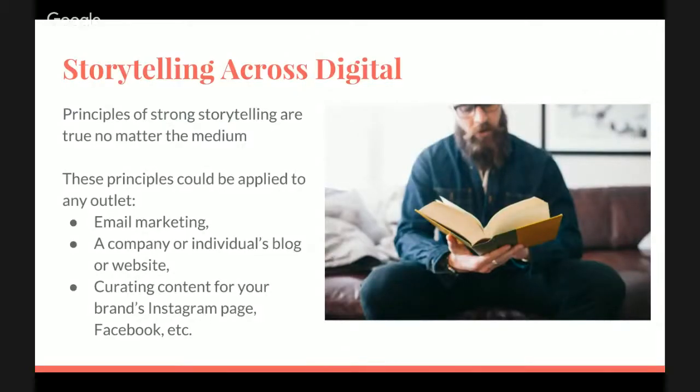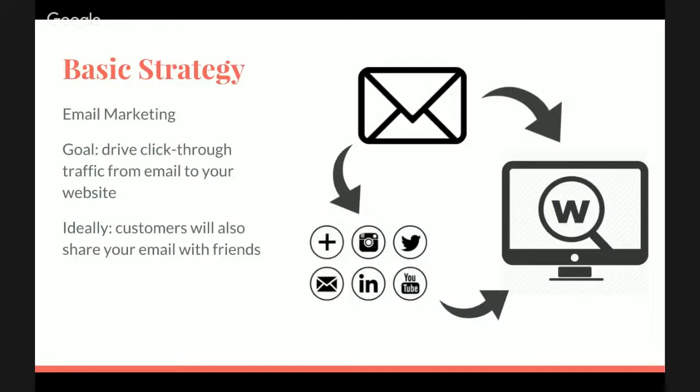So what I'll say about storytelling is that the principles of storytelling, like I was saying before, are true no matter what medium you're writing for. So the principles that I'm going to share with you today really come from traditional magazine writing, but you can apply these. These are tried and true methods that engage audiences, and they can be applied on a corporate level to a company's email marketing, your blog or your website content, or curating content for your social media. Maybe it's your Instagram page or your Facebook page, for example. And since we're talking specifically about email strategy today, I just thought I would break it down. As you approach any email content that you're creating, the main goal is probably to drive click-through traffic from your email to your website. So always keep that in mind. And ideally, your customers will also want to share your email with their friends because it's so highly engaging.